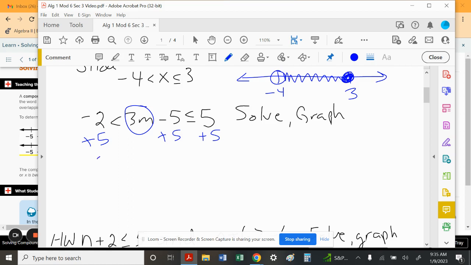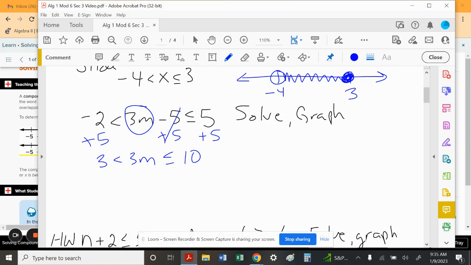So now I have 3, because -2 plus 5 is 3, less than 3m. Notice that these 5's cancel here. Less than or equal to 5 plus 5, which is 10. Now, if this number goes to 0, you need to keep it 0. It does not mean that the whole side disappears.